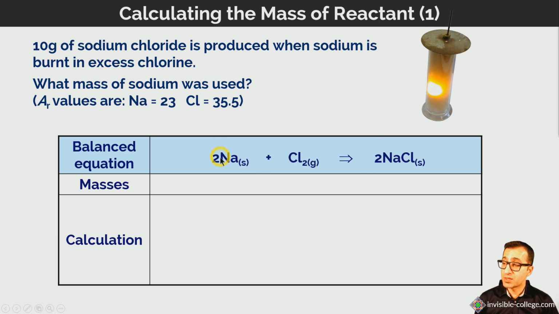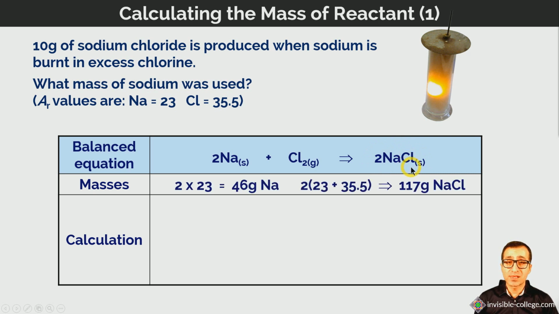So we see here that the ratio of moles in the equation is 2 moles of this will react to give 2 moles of this. So we can say that we're going to form 117 grams of sodium chloride when we use 46 grams of sodium.